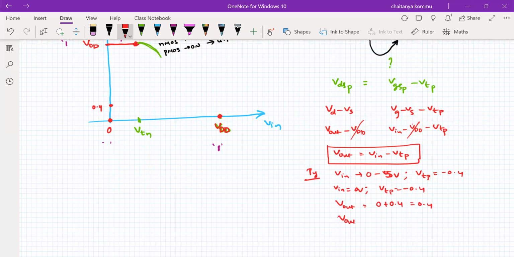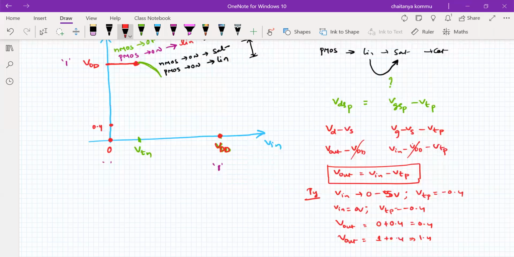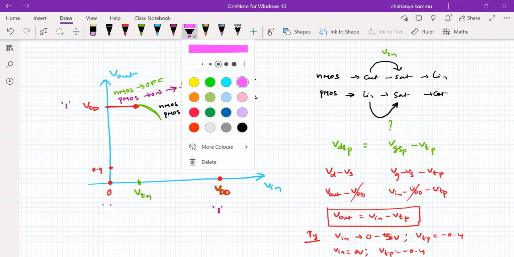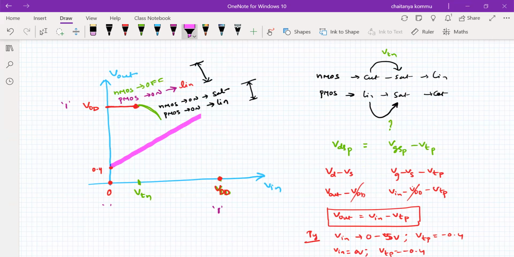What is it for the next case? 1 volt applied, and 1 plus 0.4 is called 1.4. So therefore this is actually a straight line, going in this way. For Vin equal to 1, we get 1.4, something like this, and it will go in a straight line. This straight line we are calling V out is equal to Vin minus VTP. This is the line that will decide when the PMOS transistor will enter into the saturation region.